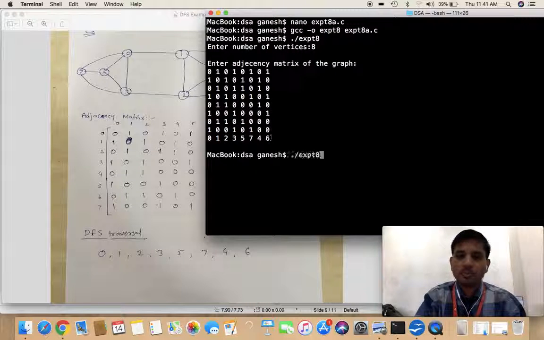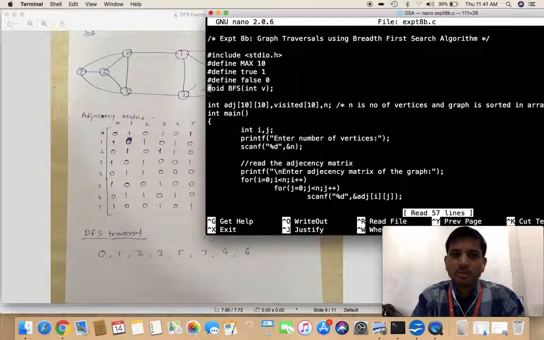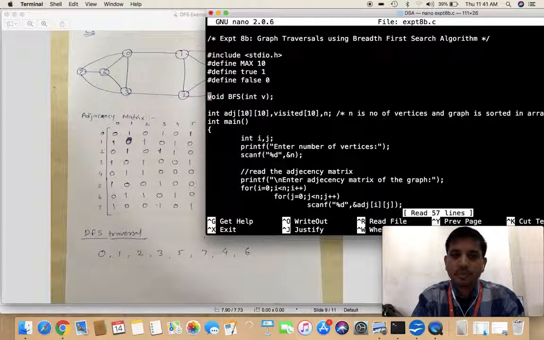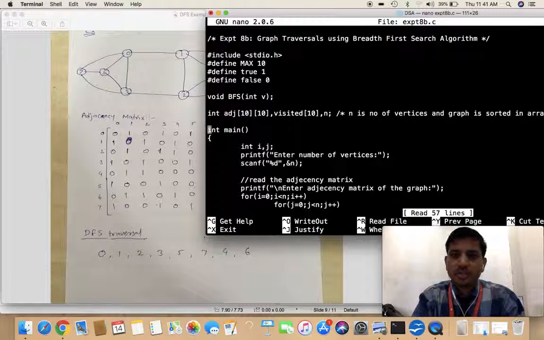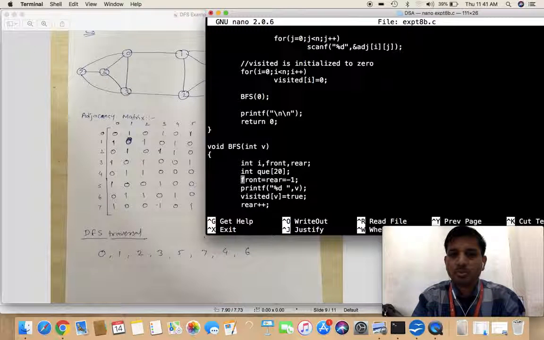So next we move toward the BFS traversal. For BFS traversal I am opening 8b. In the last example, for DFS traversal, which data structure did we use? The stack data structure. But for BFS traversal, we use the queue data structure. The main program is the same, with only one difference: instead of DFS we are using BFS.